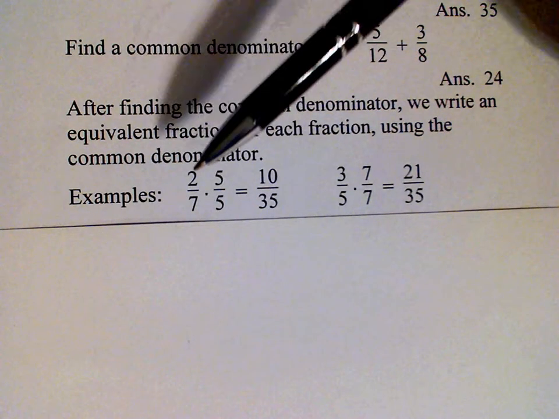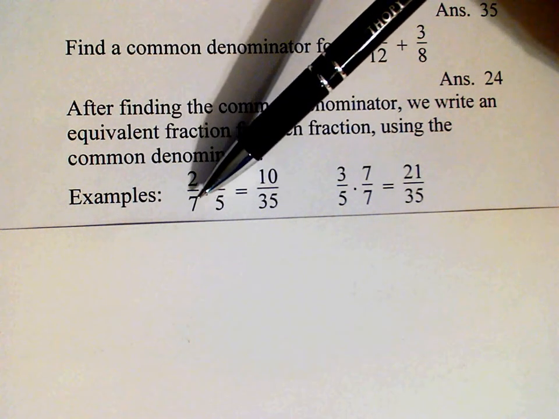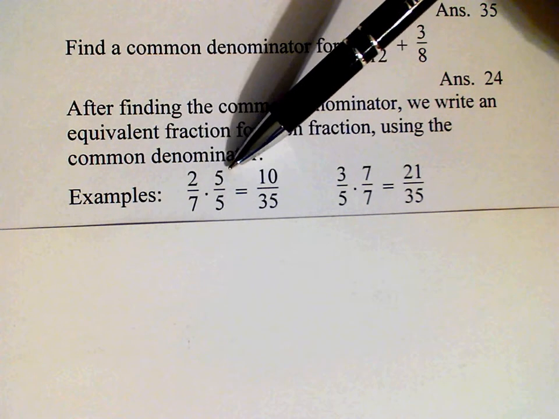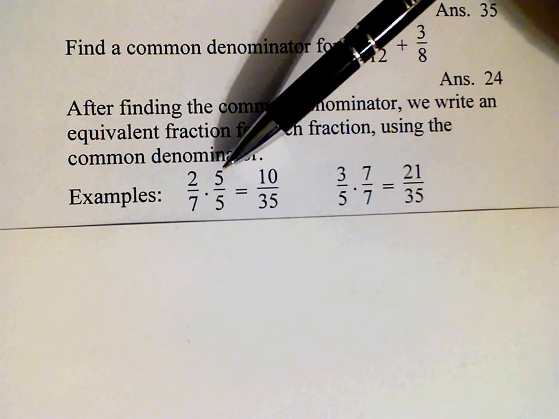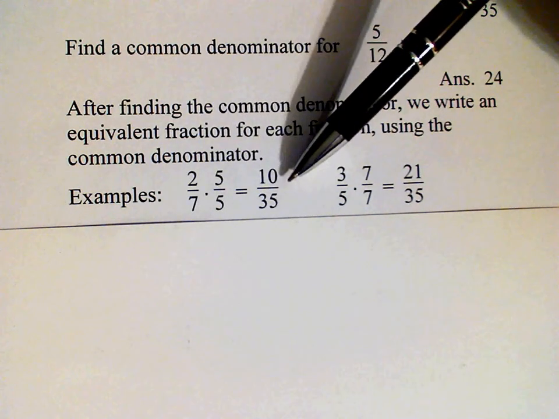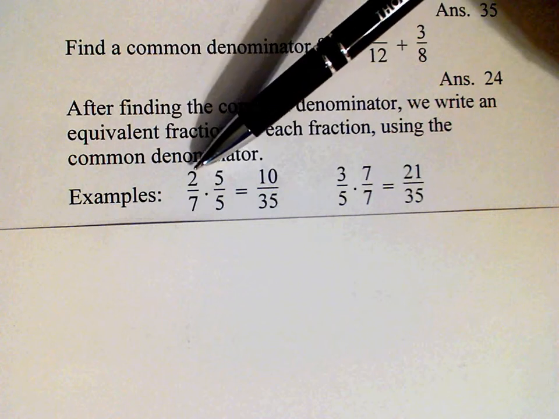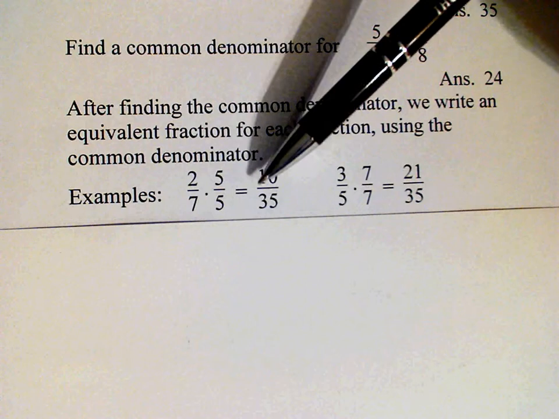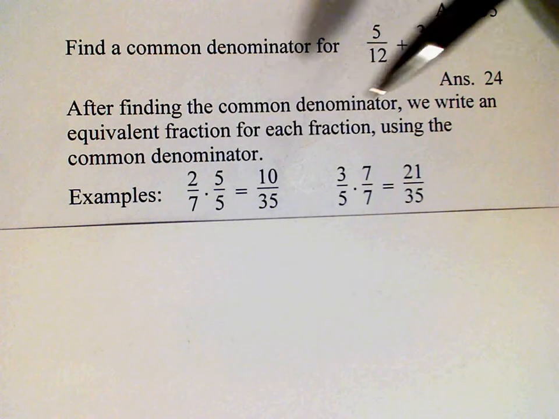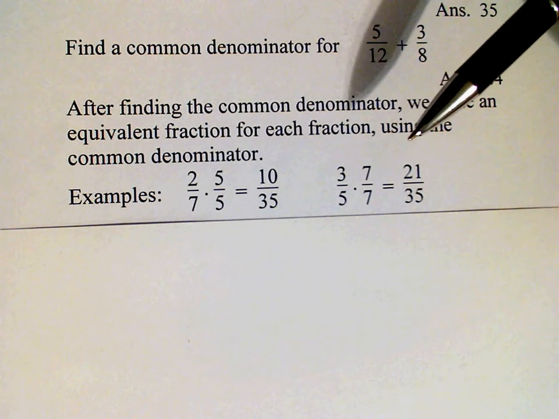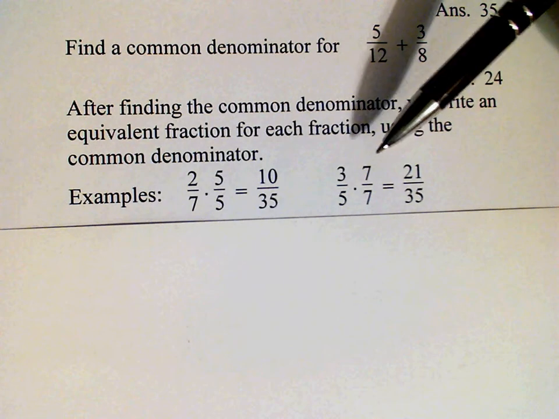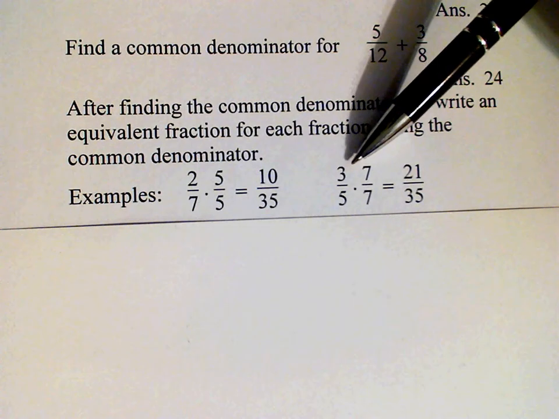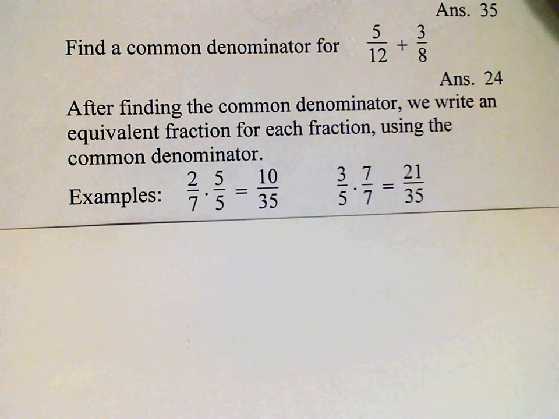And so that means multiplying 2/7 by 5 over 5. Now, of course, 5 over 5 is just equal to 1. So that makes this answer here, 10 over 35, equivalent to the original 2/7. But what it does for us is it gives us an equivalent fraction with a common denominator. And similarly, we build up the 3/5 to an equivalent fraction by multiplying by 7 over 7.